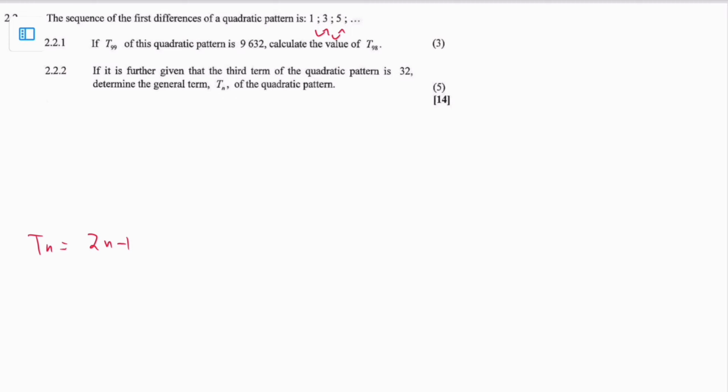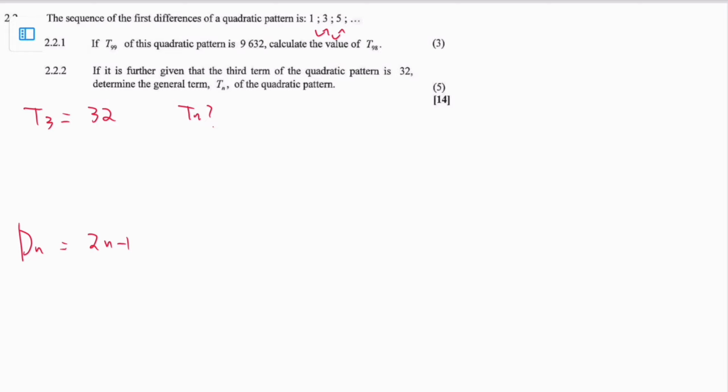Now, they say here, it is further given that the third term of the quadratic pattern. So let me do this just to avoid confusion. So this is the rule for the first differences, Dn. Then they say the third term of the quadratic pattern is 32. And they ask us to determine the general term of the quadratic pattern.